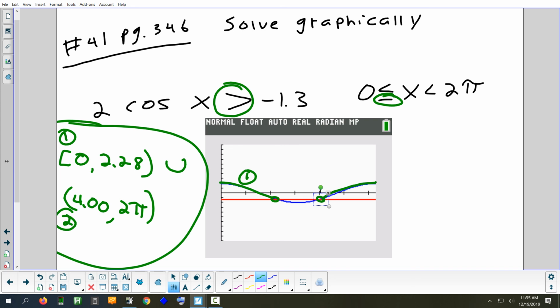So that's your answer. From 0 to 2.28 and from 4 to 2 pi is where the cosine is above negative 1.3. If they wanted to know where it was below, you would just say from 2.28 to 4. That's where it's below. Okay, any questions on that?